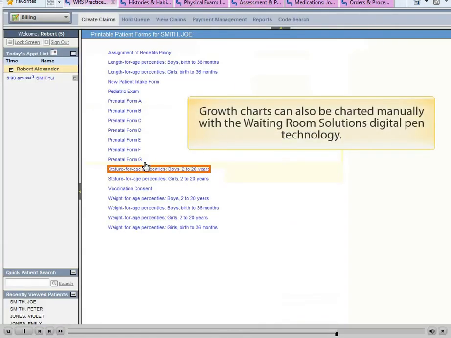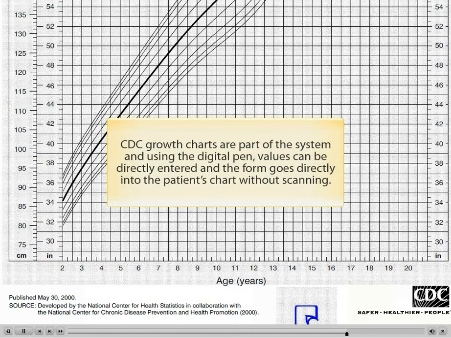Growth charts can also be charted manually with the Waiting Room Solutions digital pen technology. CDC growth charts are part of the system, and using the digital pen, values can be directly entered and the form goes directly into the patient's chart without scanning.